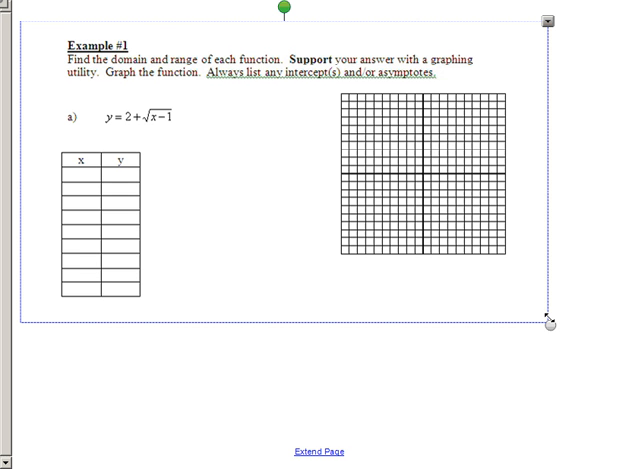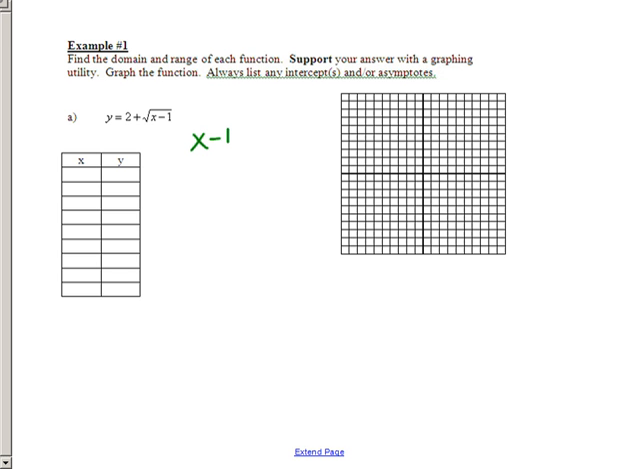So when I'm looking at this particular situation, one of the first things that I'm going to say is x minus 1 has to be greater than or equal to 0, because the radicand of an even root has to be greater than or equal to 0. If we add 1 to the other side, we get x is greater than or equal to 1. I will expect on the first test that you can write the domain and range in both set builder notation and interval notation. So please make sure that you get both of these down.